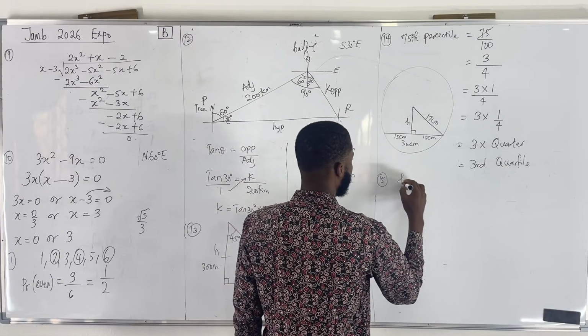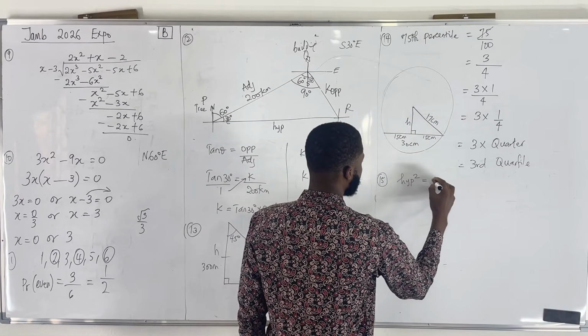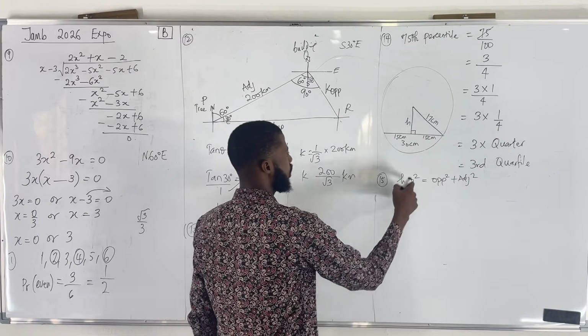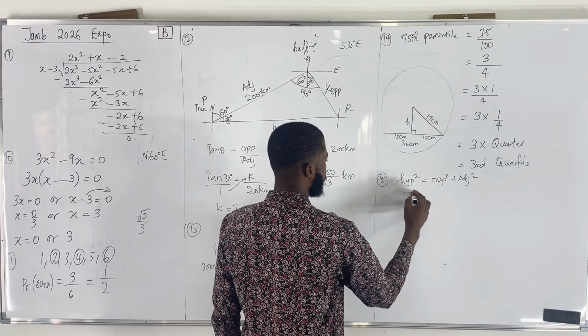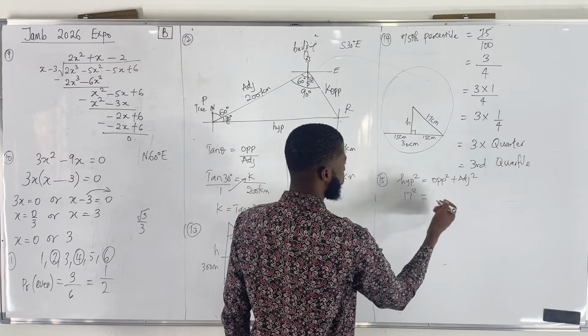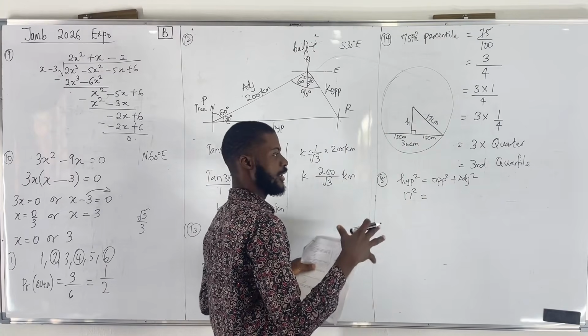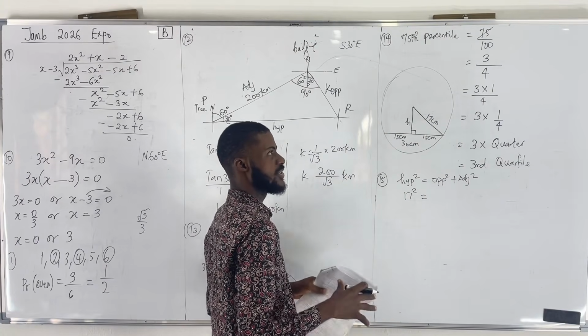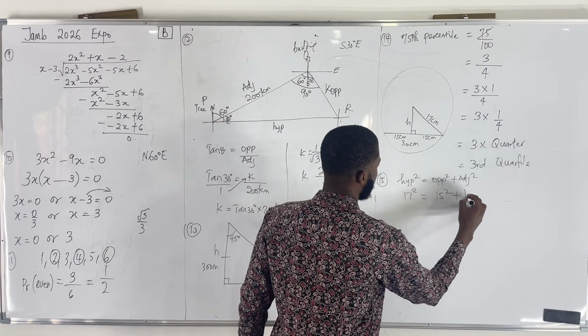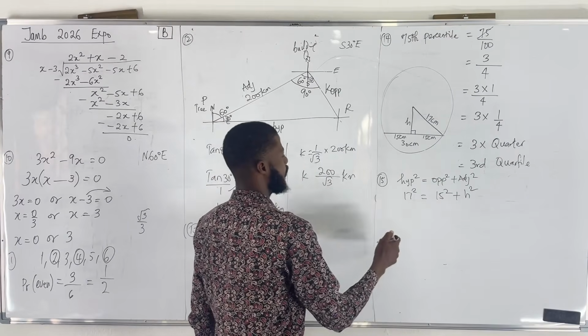So Pythagoras says hypotenuse squared is equal to opposite squared plus adjacent squared. The hypotenuse is 17, so that's 17 squared. Opposite could be any of them, it doesn't really count, because Pythagoras says the square of the longest side is the sum of the squares of the other two sides. So this would be 15 squared plus h squared. It does not really matter which one you pick.